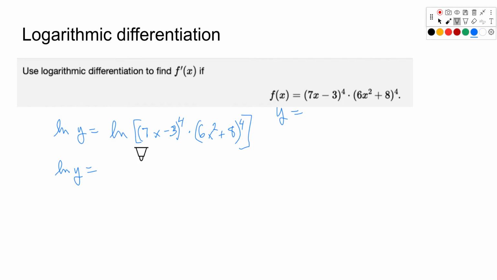Our logarithm property said when we're multiplying two things, we can rewrite it as what? Addition. And then when we've got an exponent, we can bring that down in front. So we're not even going to have to, well, I guess we still have to use a chain rule a bit, but we're going to use logarithm rules. This becomes the natural log of 7x minus 3 to the fourth plus natural log 6x squared plus 8 to the fourth.